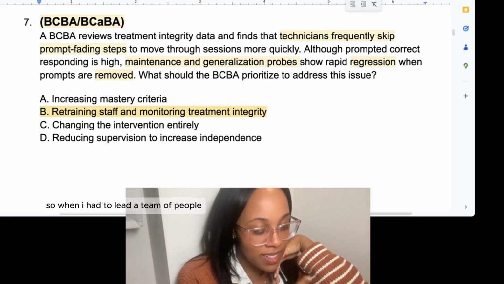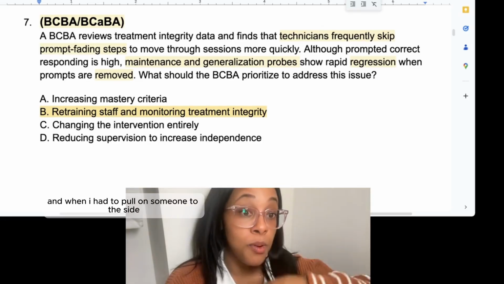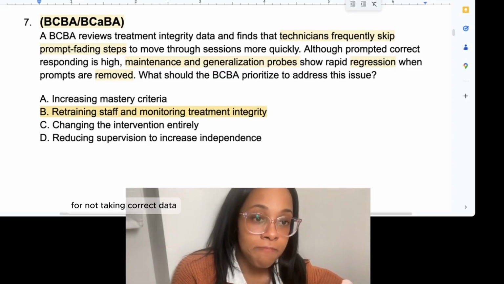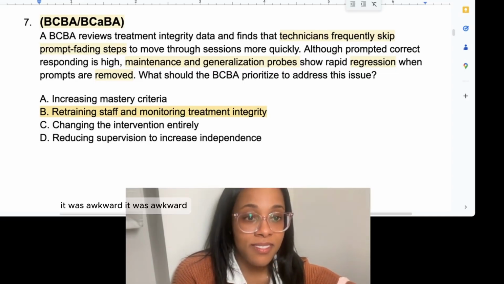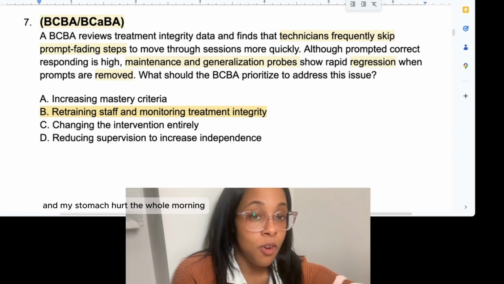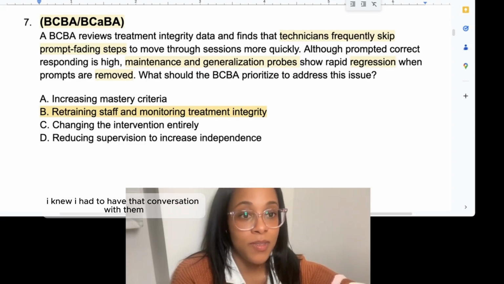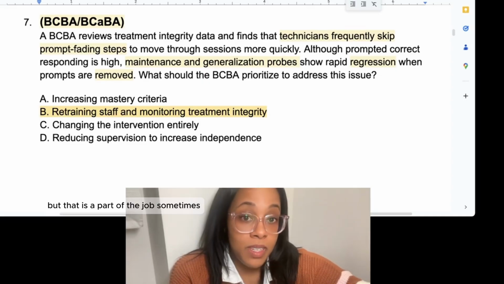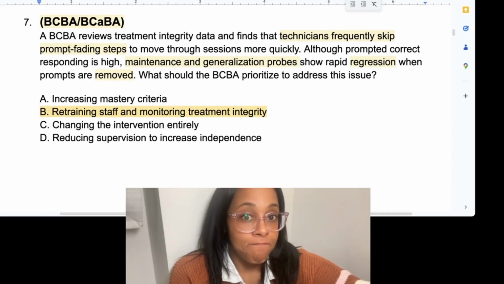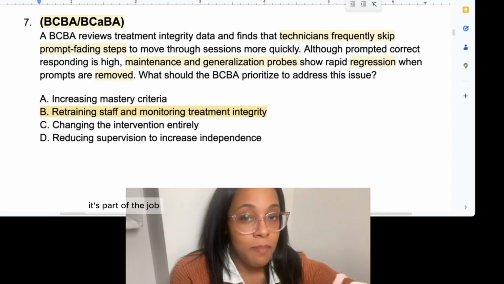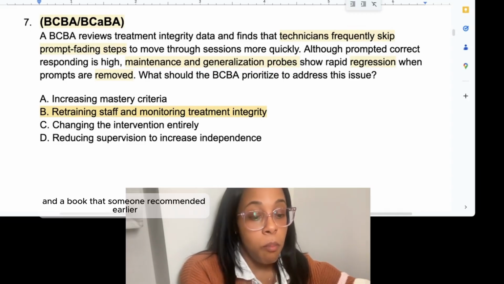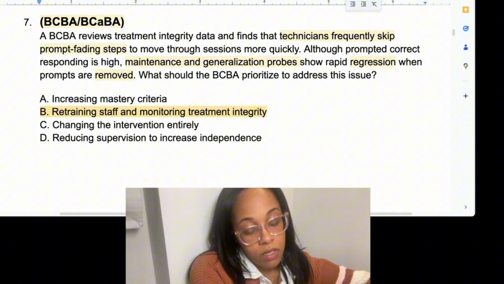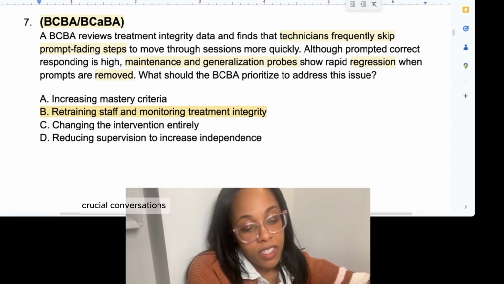So when I had to lead a team of people, and when I had to pull someone to the side for not taking correct data, it was awkward. It was awkward and my stomach hurt the whole morning because I knew I had to have that conversation with them. I hated it. But that is a part of the job sometimes. It's part of the job.